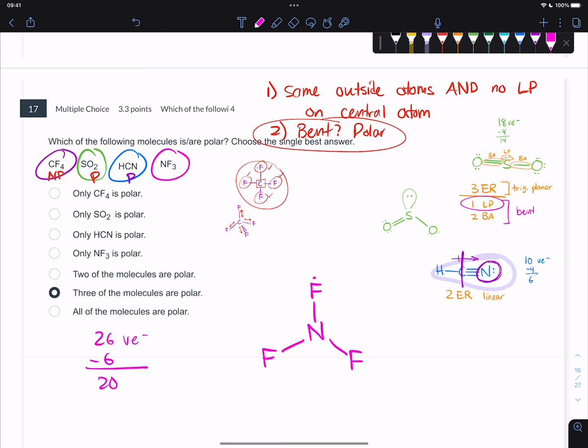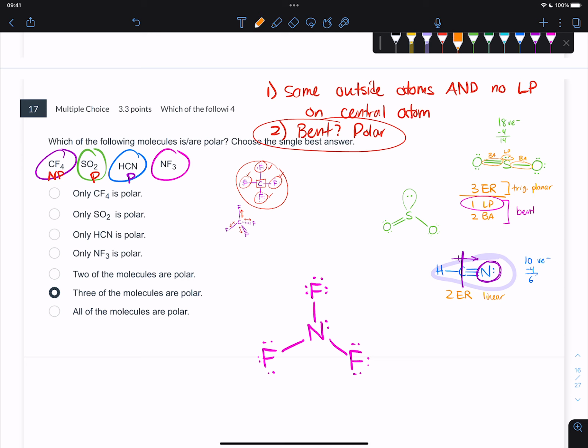Spread them all out. 1, 2, 3, 4, 5, 6, 7, 8, 9, 10, 11, 12, 13, 14, 15, 16, 17, 18. I still have 2 left, so when I run out of spaces to put them on the outside, you put them on the inside. And then that gives us 0, which is always the goal. Great. So the electron counting is done. We have NF3.